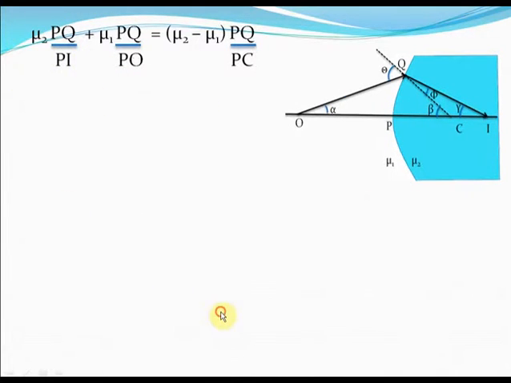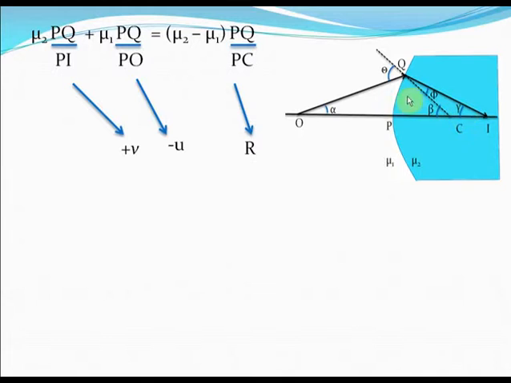We've substituted the values. What is PI? PI is clearly plus v, the image distance. As you can see, I is where the image is formed. P, as you can see, is the center of the spherical surface, so clearly PI will be equal to plus v. Now we have written plus because the positive direction is the direction of the incident ray, and since the incident ray is moving to the right, we've written the image distance as plus v. Similarly, PO is the object distance, minus u, and PC is the radius of curvature.